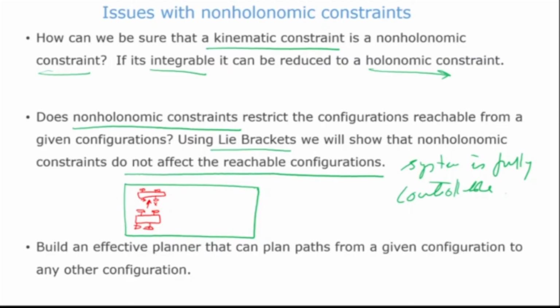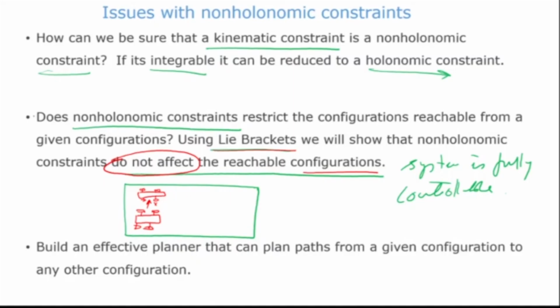So the theorem basically tells us that although we have a non-holonomic constraint, these non-holonomic constraints do not affect the reachable configurations. Okay, using Lie brackets, we'll be able to show that. That means it can actually go sideways also. It cannot go sideways directly, but it can park sideways by using a number of maneuvers. Okay, so for example, it can use different maneuvers to go and park sideways.